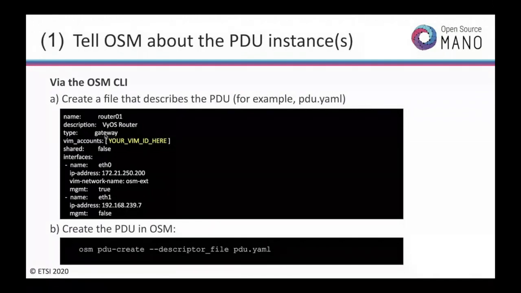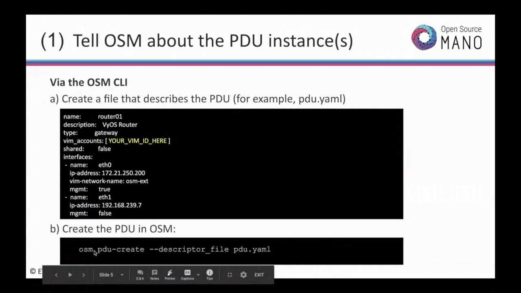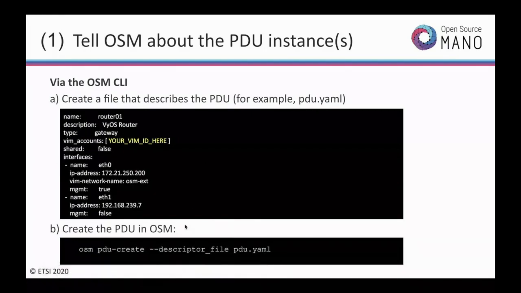Then in vim accounts, you will put inside brackets, so these brackets here are important, your Vim ID. So do an OSM vim-list, and the ID that you obtain from your Vim, you put it there. Shared false, and then you configure the interfaces. The interfaces are exactly these ones, because this is the single PNF that we have out there, and we are making the system aware of these 2 interfaces. And when you are done with creating this file, you run this command, osm pdu-create --descriptor_file pdu.yaml, or whatever is the name of the file, and it will create a PDU in your system. It's very important that you use your Vim here so that OSM knows where the PDU is located.